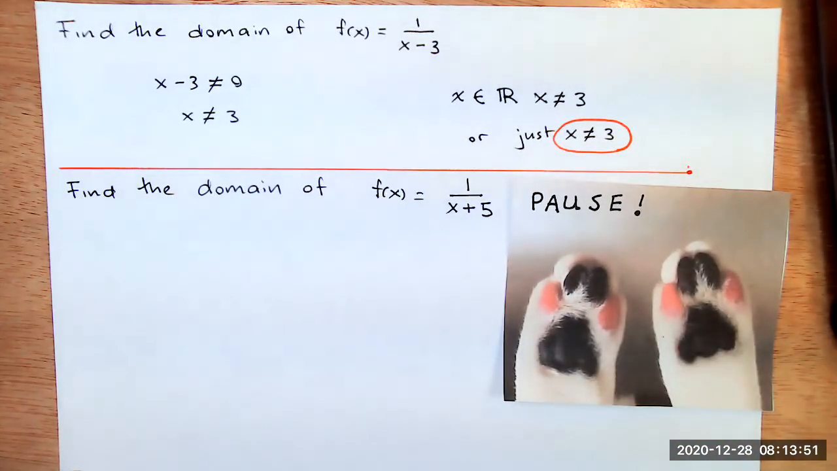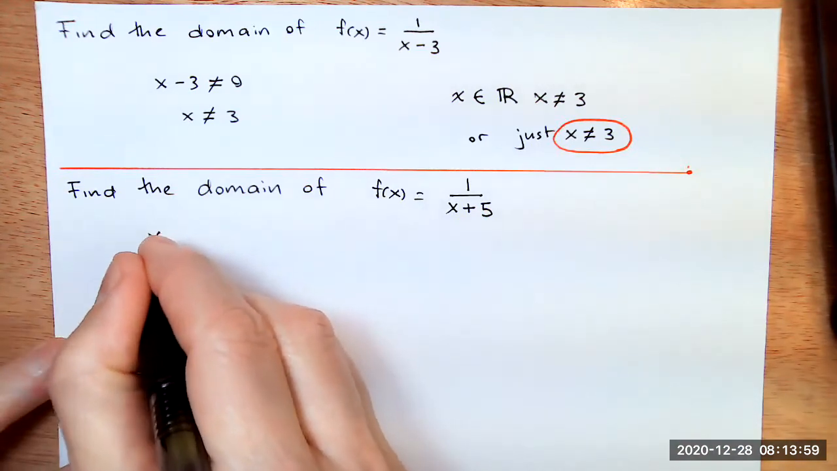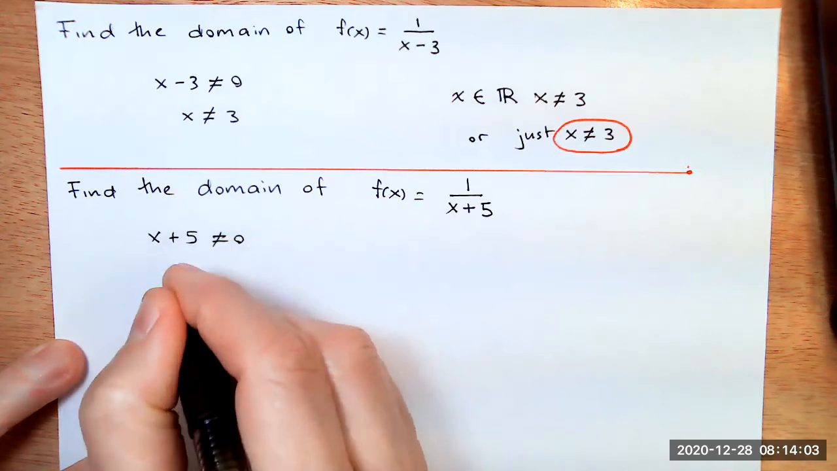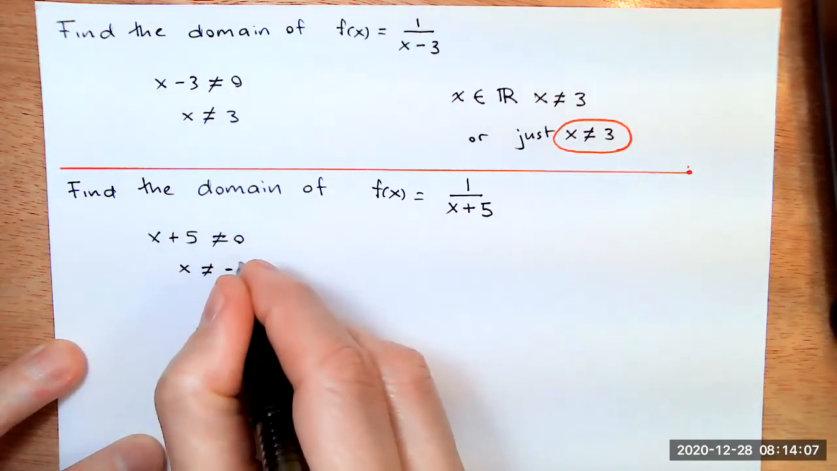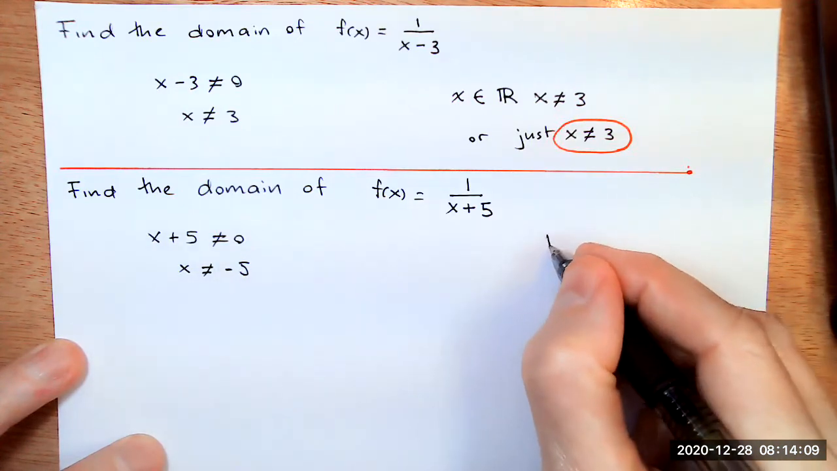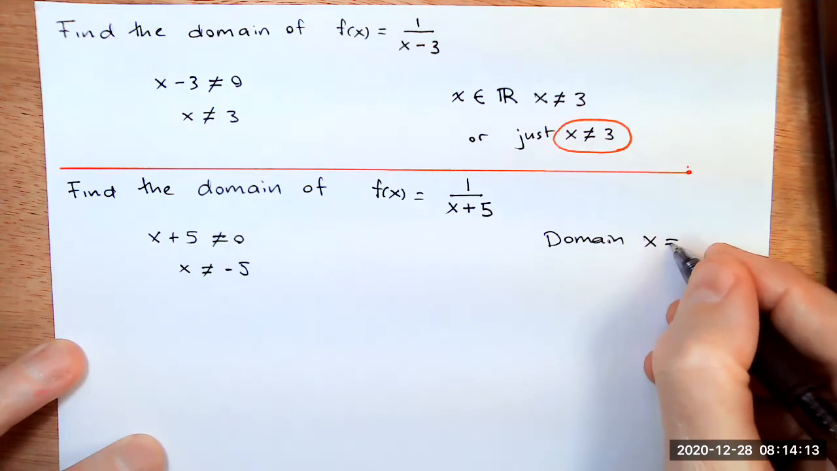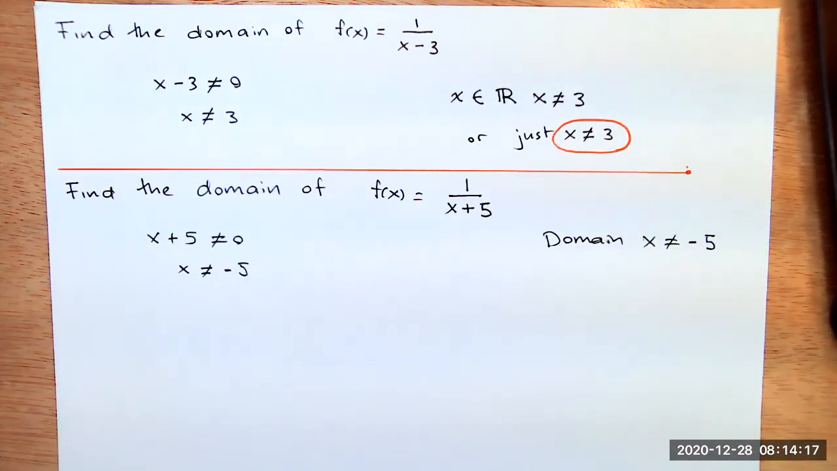Let's try another. All right, what's the domain of 1 divided by x plus 5? So x plus 5 cannot equal 0. So x cannot equal negative 5.